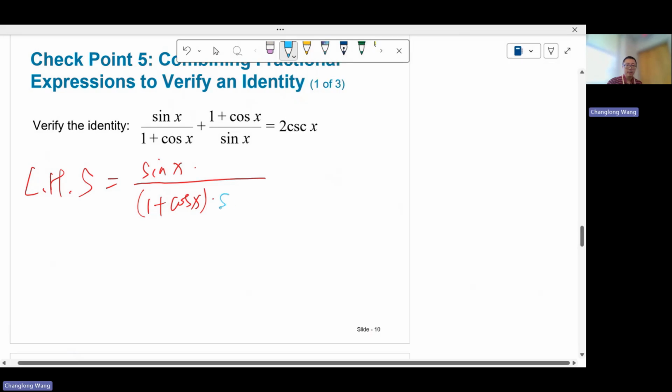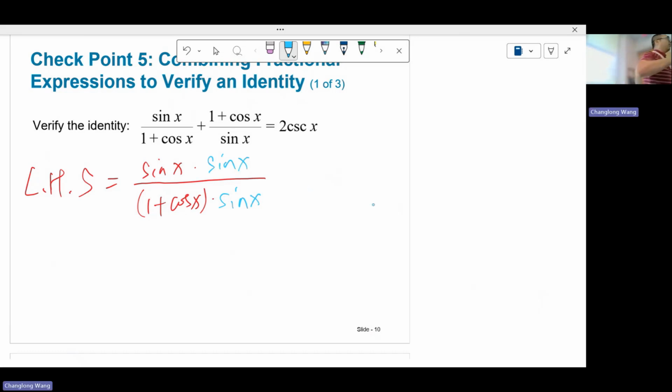So multiply both numerator and denominator by sine of x. But don't confuse yourself into thinking I'm just multiplying the same thing as you saw on the numerator. No, I'm multiplying by sine of x because I see that this is actually the second denominator, just like 3 and 4. So I'll rewrite the second fraction the same way.